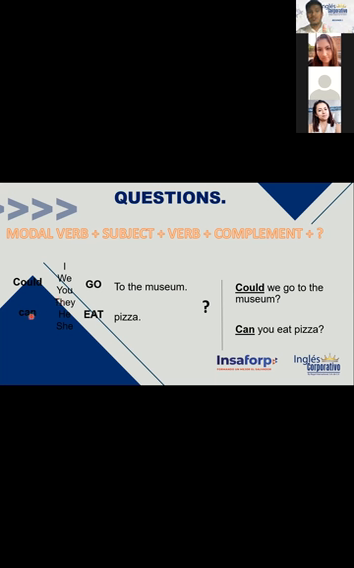So if you notice, we have two ways. The first one, a WH question at the beginning, then the modal verb, and you know already the structure, right? Or we can only use a modal verb at the beginning, then the subject, then the verb, and then the complement. We can use both structures. So it's very important that you know both of them, okay?